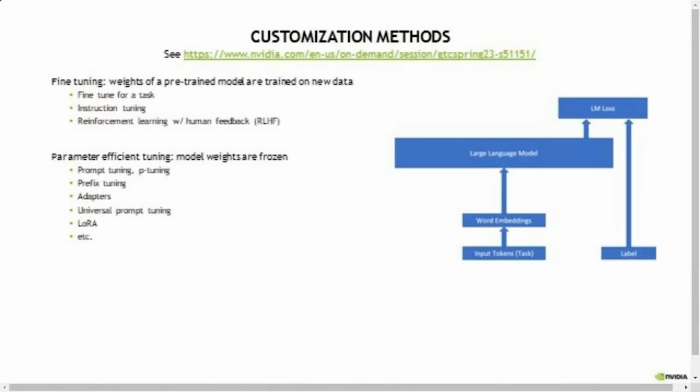Or any task, right? Whether it's summarization or Q&A or other things like that. Once you've refined the model, once you've customized the model, then of course that's possible. So let's talk a little bit about some customization techniques. I think there are broadly two main categories of customization methods: fine-tuning and parameter efficient tuning. And then within each category, there are a number of techniques, and I'm not going to go into detail of all of these techniques.